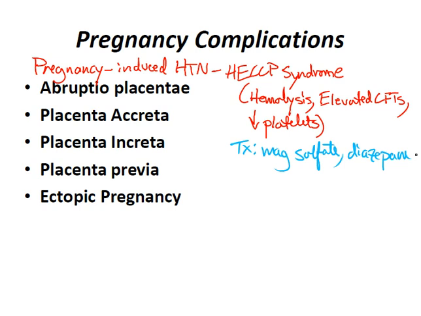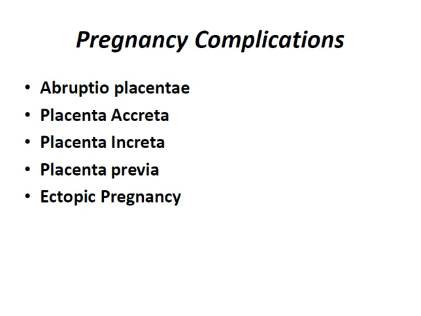So let's go on to abruptio placenta. A lot to talk about with these. So abruptio placenta is a retroplacental clot that causes premature separation of the placenta from the endometrial implantation site.